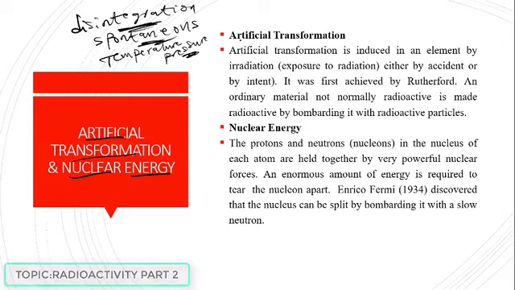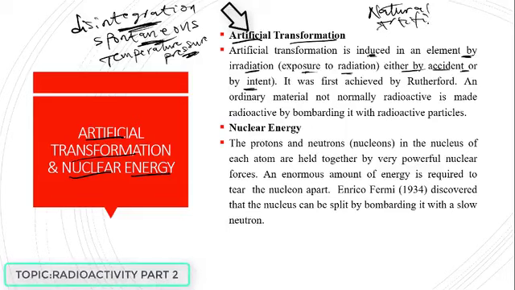Now, when we talk about artificial transformation, we are talking about how it is induced in an element by what we call a radiation. A radiation means exposure to radiation, either by accident or by intent. Remember, we said we have two basic types of radiation. We have natural and we have artificial processes of radioactivity, natural and artificial. Now, artificial transformation is induced in an element through exposure to radiation, either by accident or by intent.